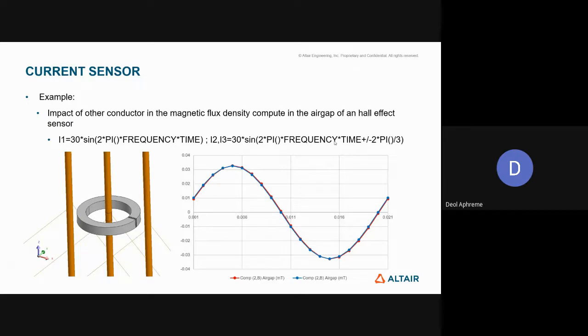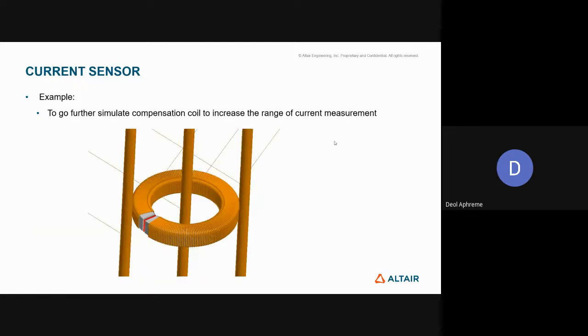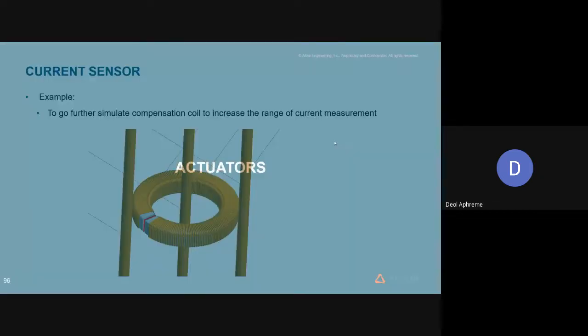And this is when all three are given an input waveform. So there will be a phase difference, or a change in phase between the different phases. We have an example of this as well. You can create a compensation coil for correcting the phase error.